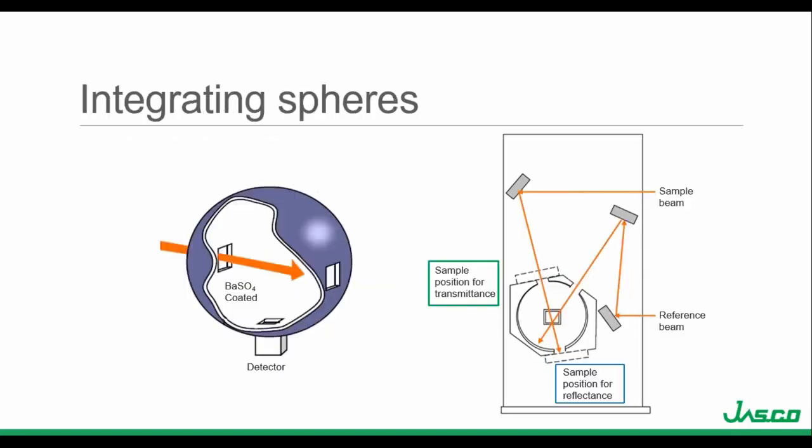For cloudy or turbid samples that still scatter outside of that detector's acceptance angle, an integrating sphere accessory can be used to collect the scattered light off the surface of the particulates in the sample. So an integrating sphere is a spherical cavity whose inner wall is coated with a highly reflective material such as barium sulfate or Spectralon, which is almost 100% reflective.